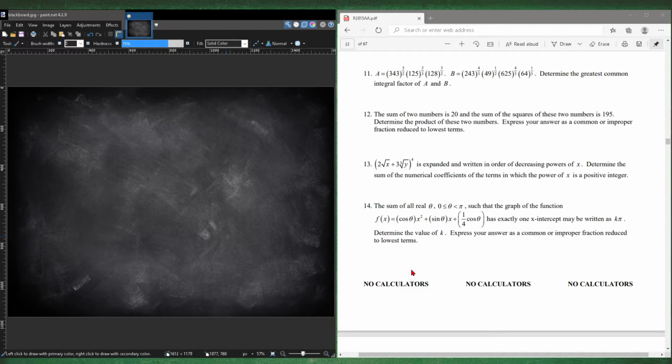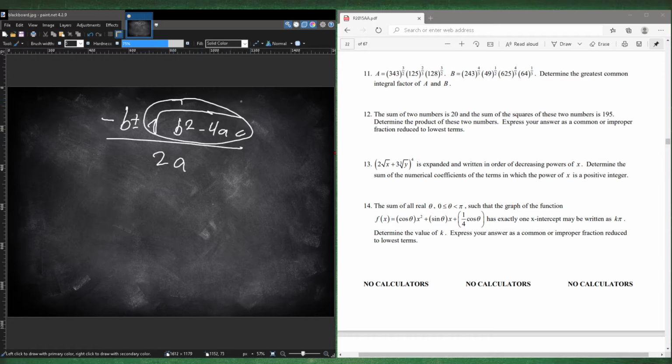The sum of all real angles from 0 to pi such that the graph of the function f of x equals cosine of theta times x squared plus sine of theta times x plus 1/4 cosine of theta has exactly one x-intercept may be rewritten as k pi. Determine the value of k. So this only has one x-intercept. So using quadratic formula, negative b plus or minus the square root of b squared minus 4ac over 2a. So this only has one x-intercept if this value is equal to 0.